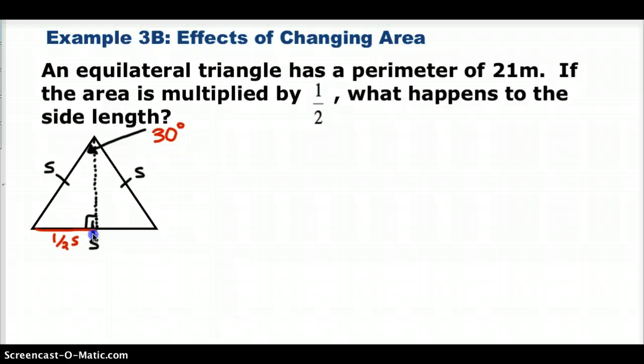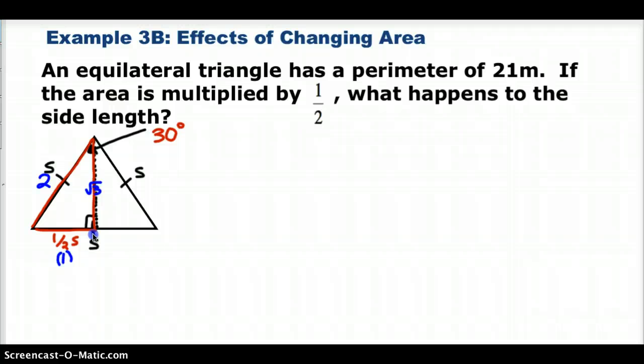Now, what we have to understand here is that we do have a special right triangle, so I'm going to outline this triangle in red here. Our ratios are going to be: the side opposite of the 30 has a ratio of 1, the side opposite of the 60 is going to be radical 3, and the side opposite of the 90 is going to be 2.